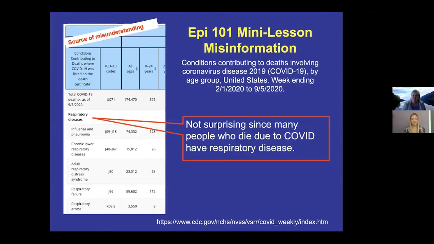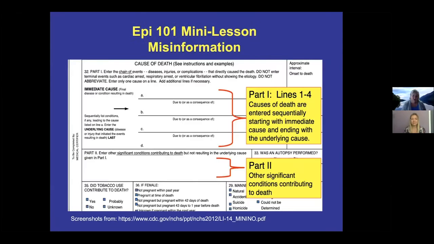Well, it's not surprising that many of these people who died from COVID also listed respiratory disease on the death certificate. And a couple weeks ago, we had talked about death certificates and how they're coded. And this kind of ties into that talk that we did. And we had mentioned what a death certificate looks like. This is what normal, every person that dies has one of these filled out on them.